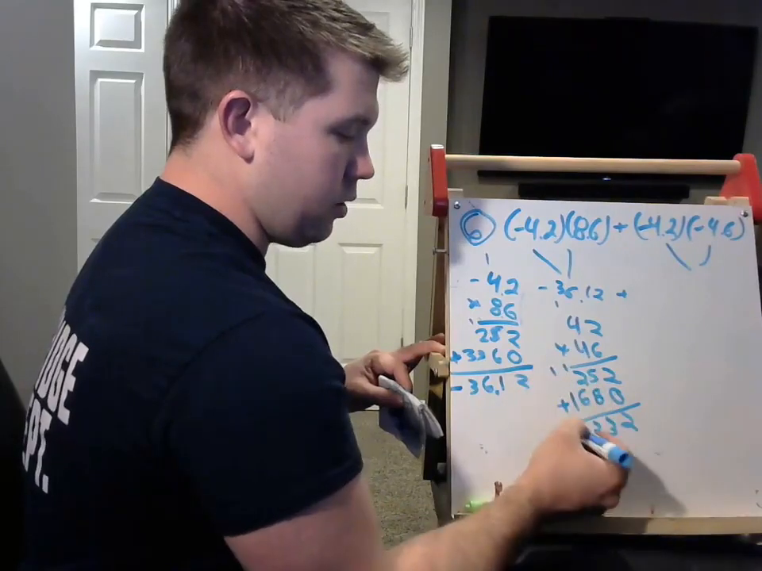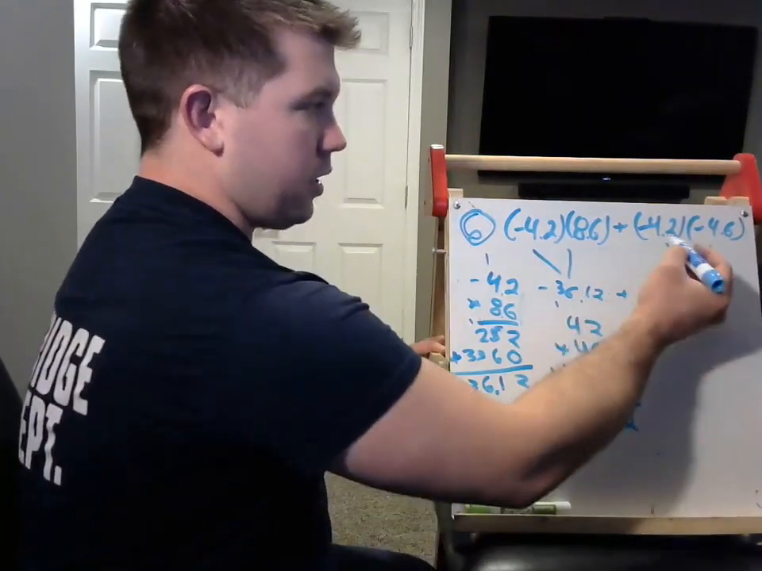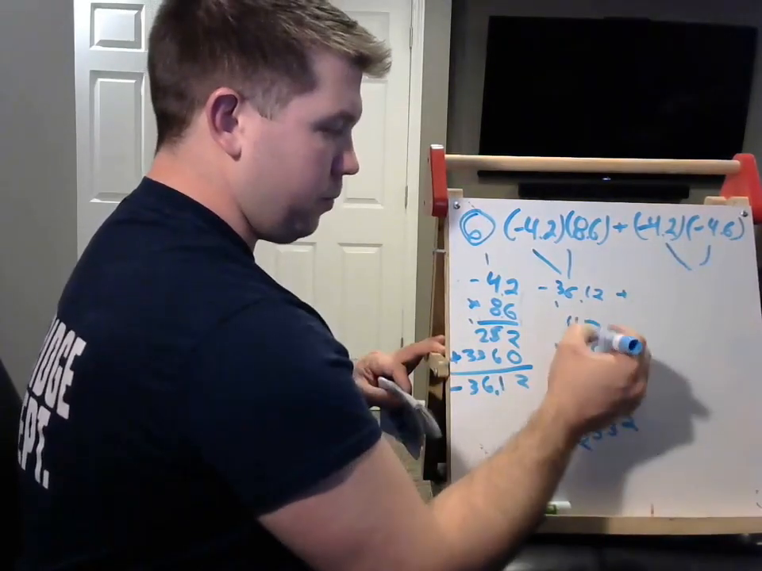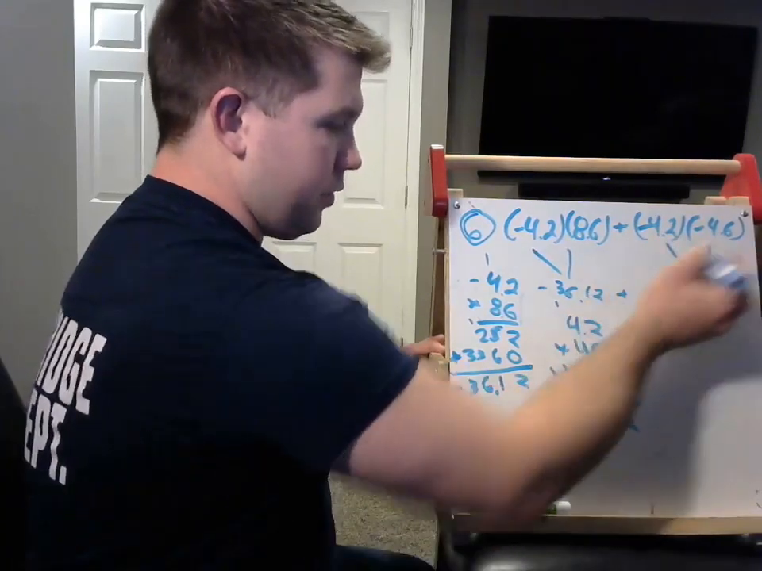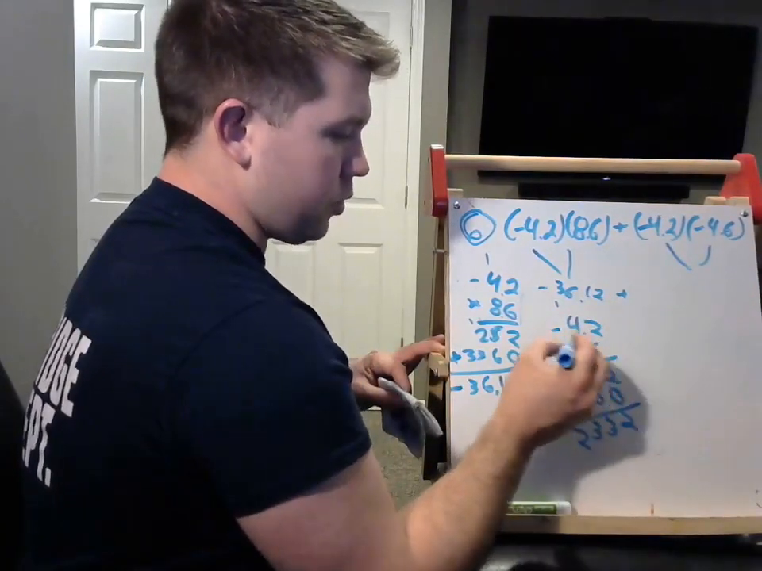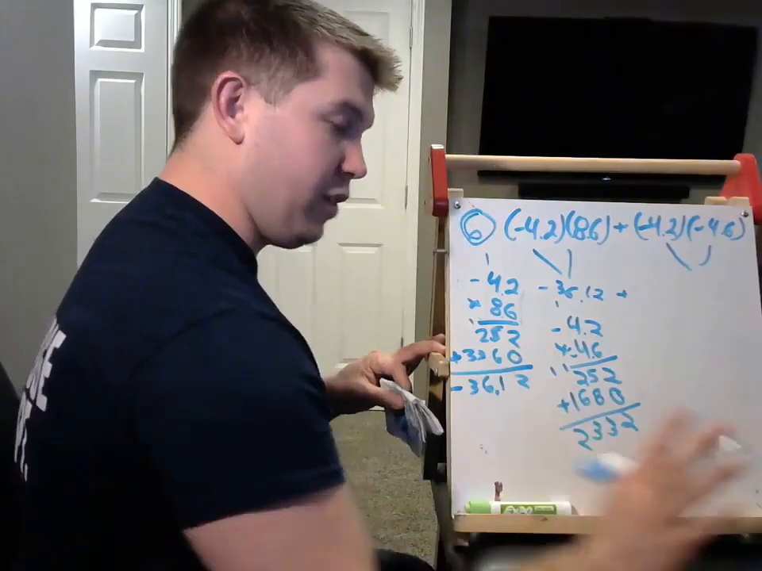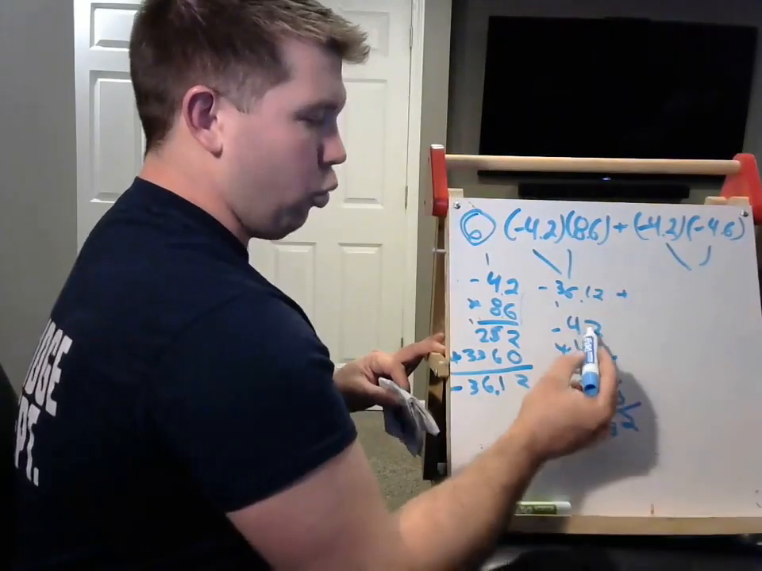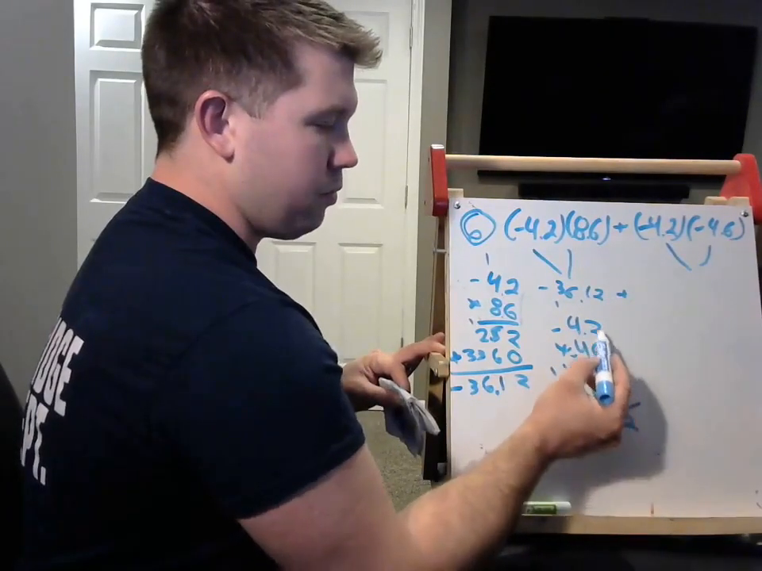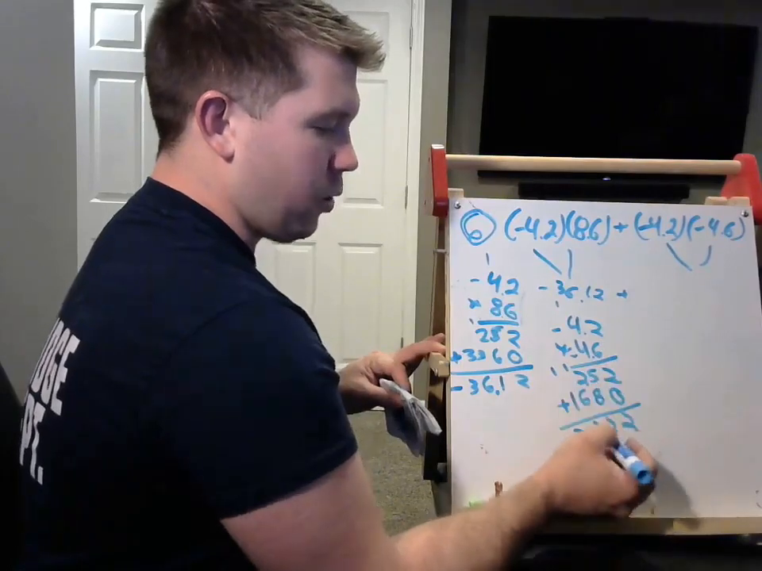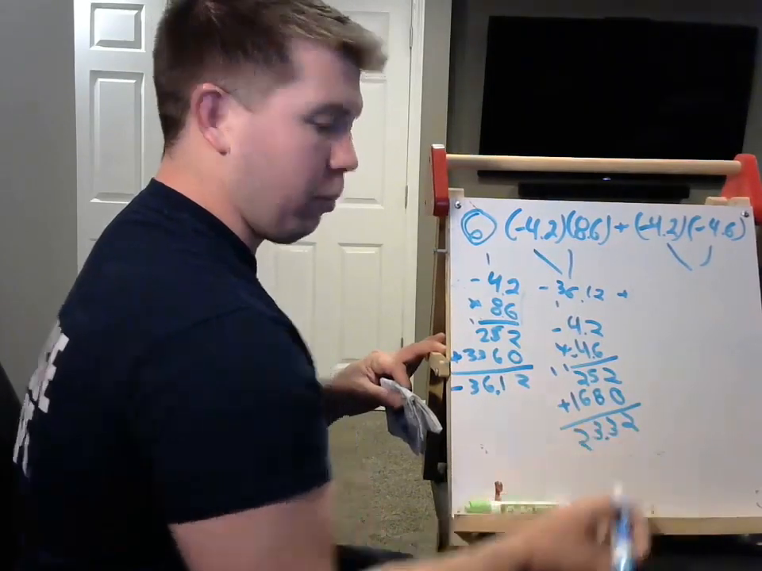13, and carry the 1. Okay, so now let's see. I have 4.6 and 4.2. I have a negative and a negative. A negative times a negative is a positive, so I'm going to leave it positive. I have 1, 2 digits behind the decimal places here.